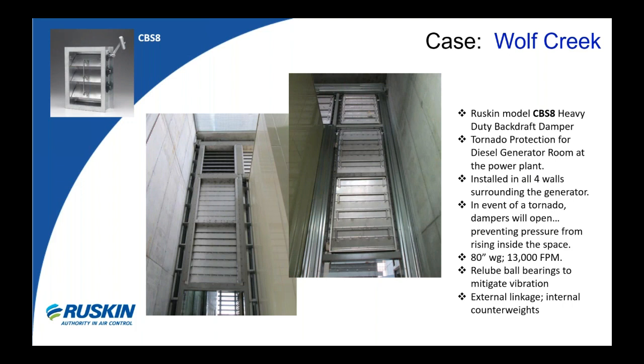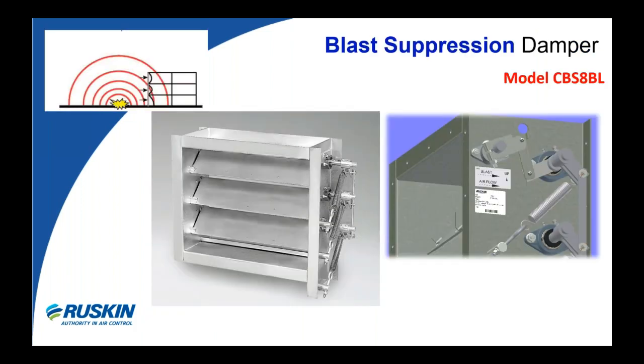All right, an example of a product which was developed in response to the industry's demand for system protection from an elevated pressure event is Ruskin's blast suppression damper model CBS8BL. This damper has been in the market for many years, and its acceptance within the industry grows each year as a result of the successful design and dependable operation in the field.